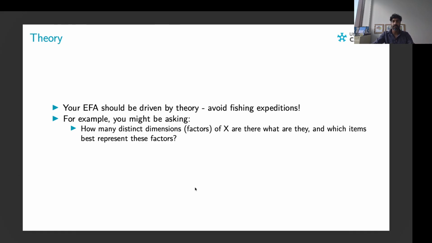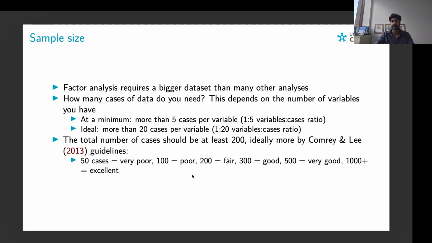And that in itself can be something to form the foundation of that line of inquiry. Let's talk about sample size. Factor analysis, I mentioned this in relation to theory, requires a bigger data set than many other analyses. So how many cases of data do you need? This depends on the number of variables you have.